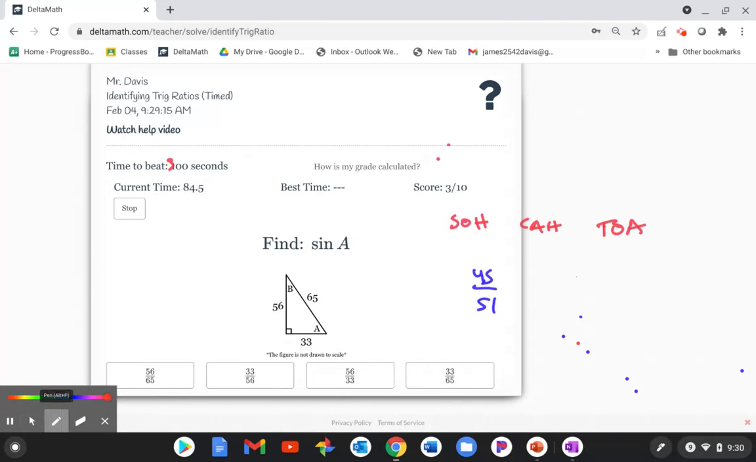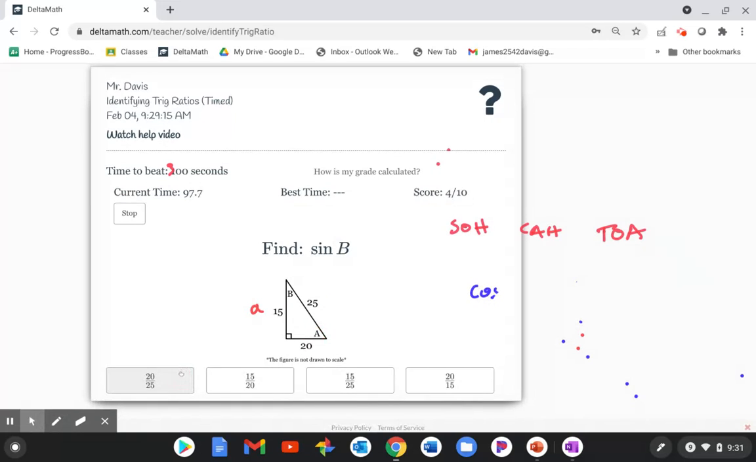All right, so this one's going to switch to A. So sine of A is opposite over hypotenuse, so opposite is 56. Hypotenuse is 65. So opposite over hypotenuse, 56 over 65. All right, so we continue this on. Sine of B, opposite over hypotenuse, 20 over 25. Cosine of A, adjacent over hypotenuse, 12 over 13. So we just continue this. And again, you've got 300 seconds to do this. It gets pretty easy after you do it a while.